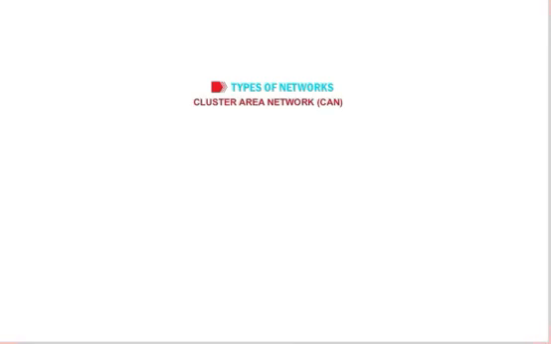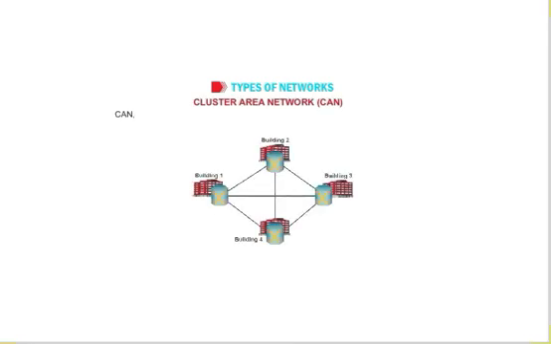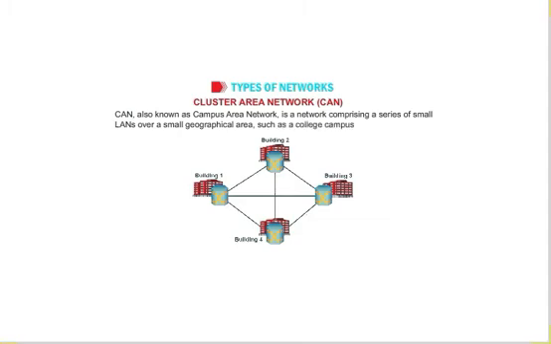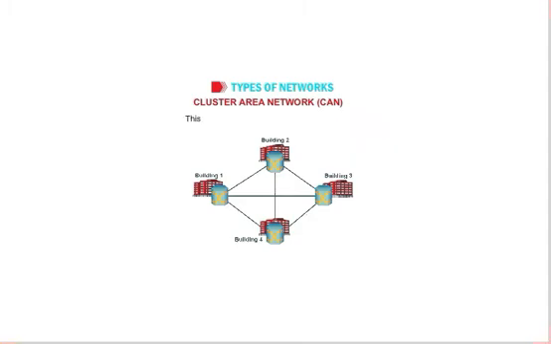Third, Cluster Area Network, CAN. CAN, also known as the Campus Area Network, is a network comprising a series of small LANs over a small geographical area, such as a college campus. This network covers an area smaller than a MAN.